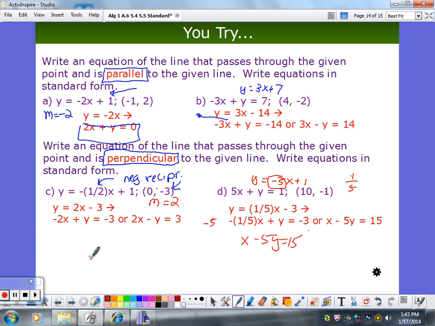So you're just doing the point slope formula for both of them, and then you're trying to find the standard form and find the correct slope. If it's parallel, same slope; perpendicular, negative reciprocal slope. But your process is otherwise the same.